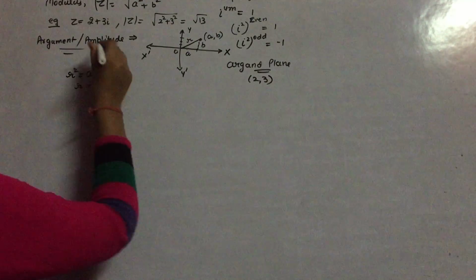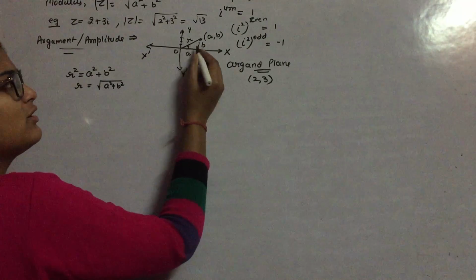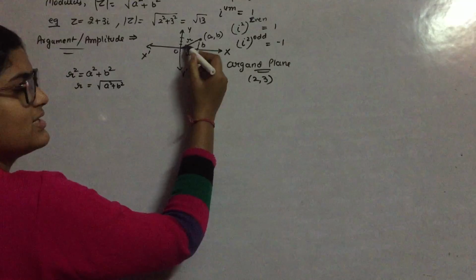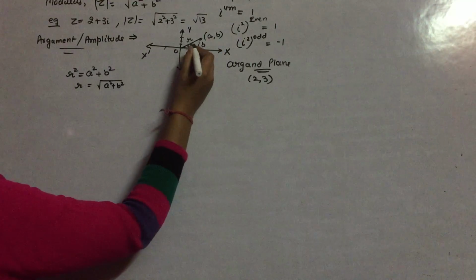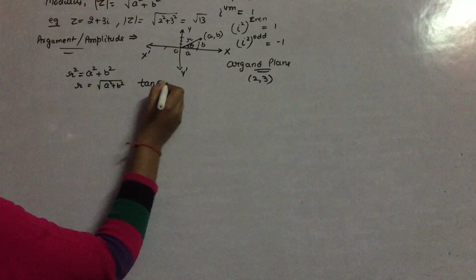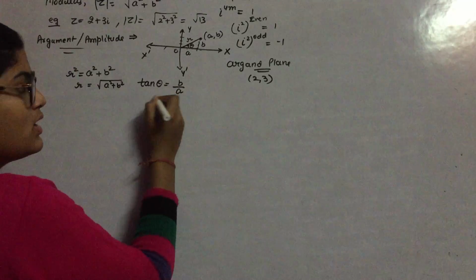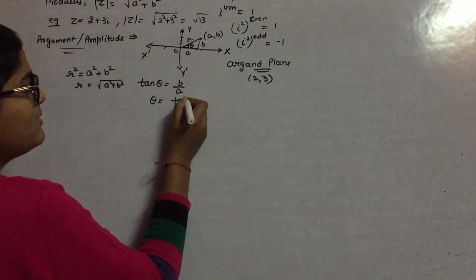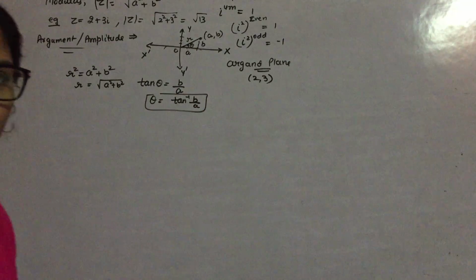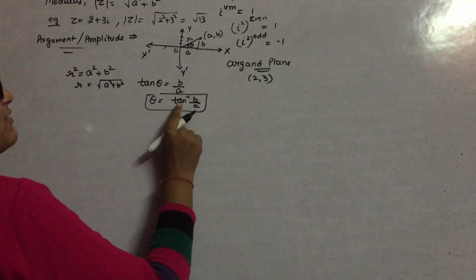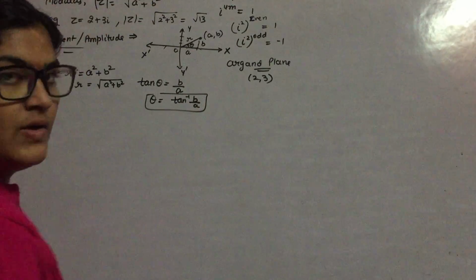Now, we are going to study the amplitude, which is the angle formed anti-clockwise by this line of magnitude with the x-axis. Let us suppose this is theta, then tan theta is given by perpendicular upon base, that means b by a. So theta becomes tan inverse of b by a. So whenever you have to find the angle formed by a coordinate, what you have to do is take tan inverse of the imaginary part by the real part.